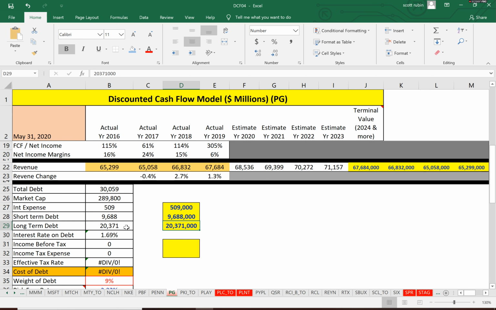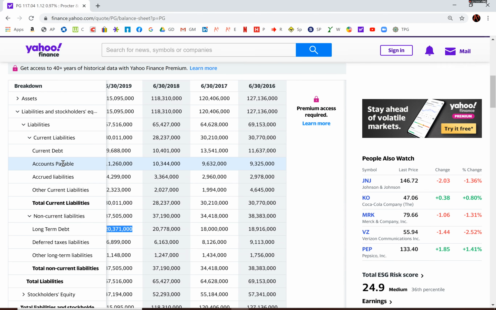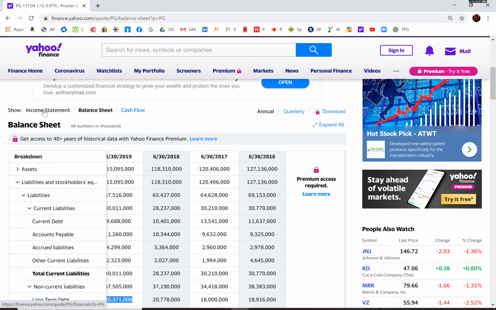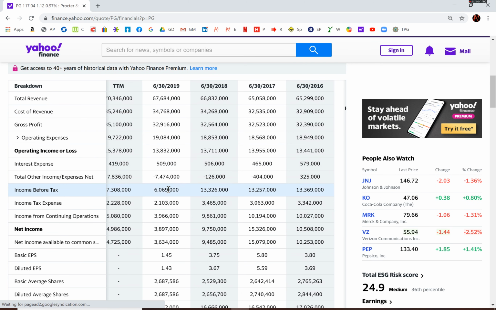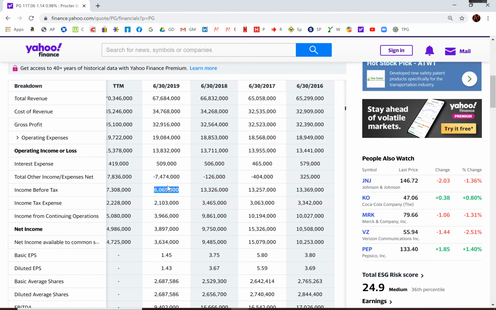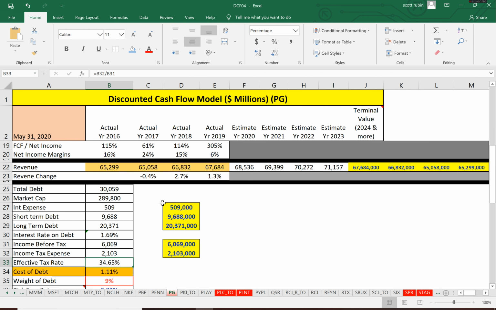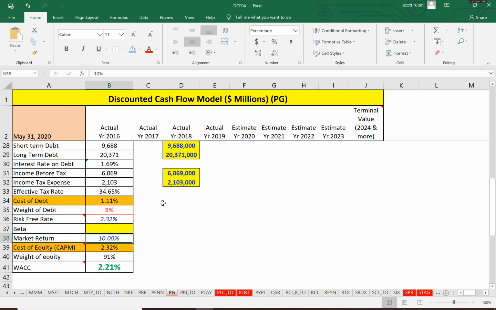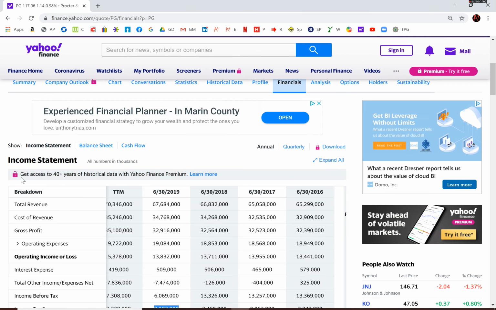So 20 billion and 9 billion might sound like a lot, but when compared to a $300 billion company, it's not. Interest payments on debt are tax deductible. So let's find their effective tax rate. Okay, income before tax is $6 billion. Income tax is $2 billion. So the effective tax rate is 35%. So the cost of the debt is only 1.11%. To find the cost of equity, we need the beta.